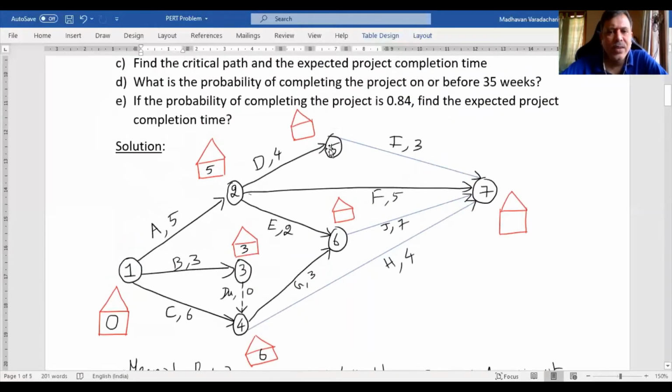Okay, then next node 5. How many arrows are coming to node 5? Only one arrow, which is coming from node 2. At node 2, what is written in the rectangle? 5 is written. So this 5 plus this 4, I have to fill up here with 9.